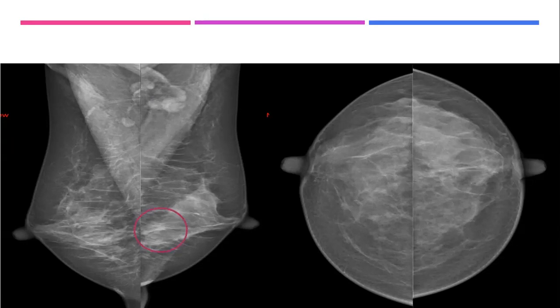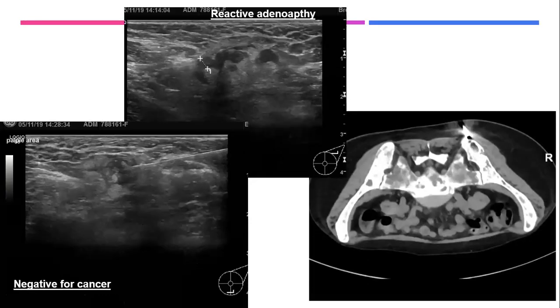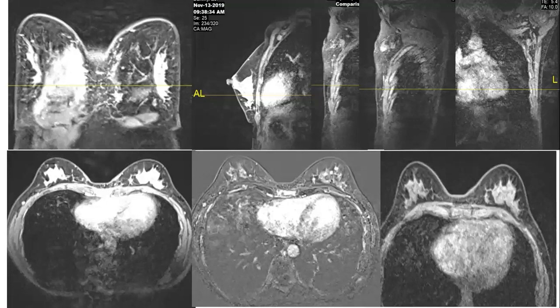Okay, if you look here, this is the area of interest. They decided to do a bone biopsy, and at this time the bone result was metastatic adenocarcinoma. So they were looking for the site of the primary, and then they decided to do a breast MRI for her.